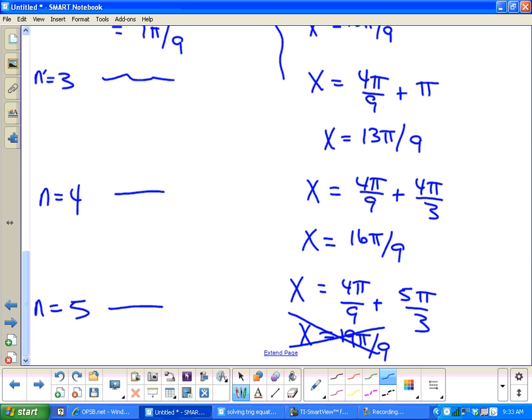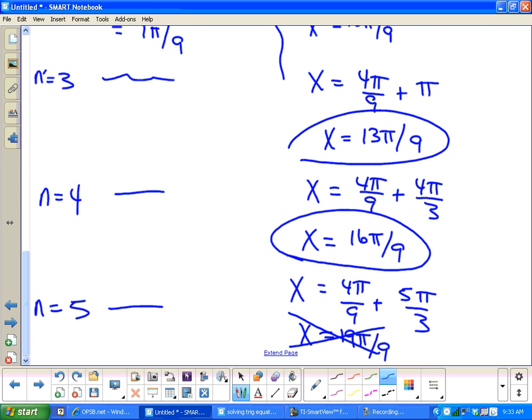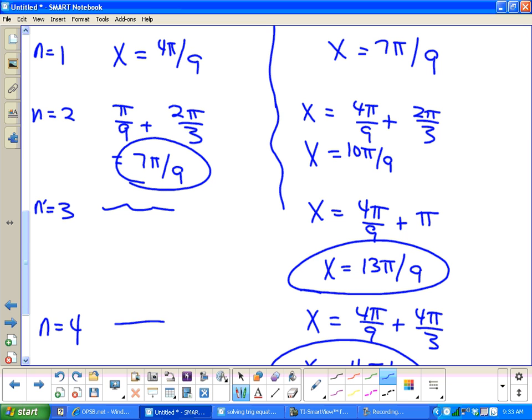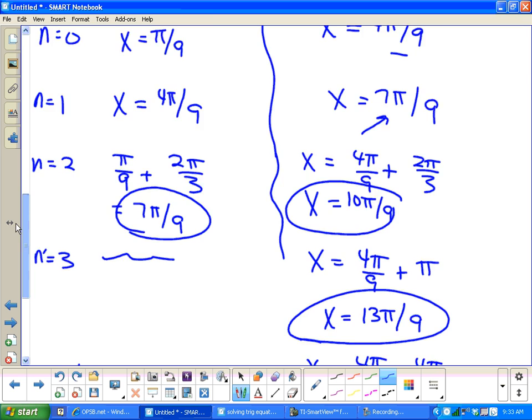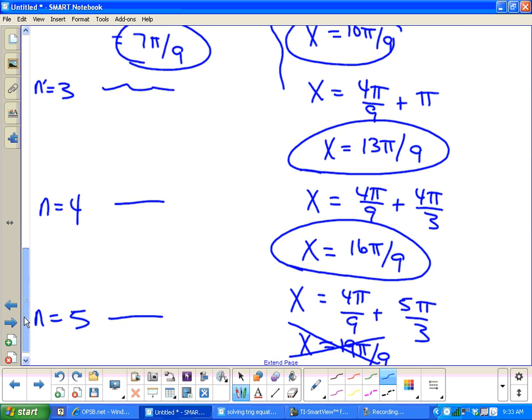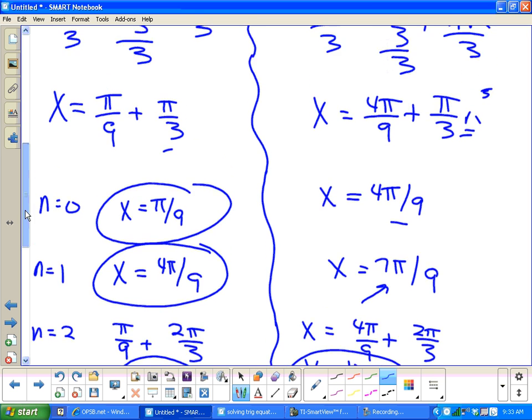Yeah, we got a bunch of them. Let's see, we got 16 pi over 9, 13 pi over 9, right? 7 pi over 9, which that one was redundant. Okay, 10 pi over 9. So you had 7 pi, so I'm not going to worry about circling it again. Okay, and yeah, 4 pi over 9 and pi over 9. Yeah, so 1, 2, 3, 4, 5, 6 solutions.